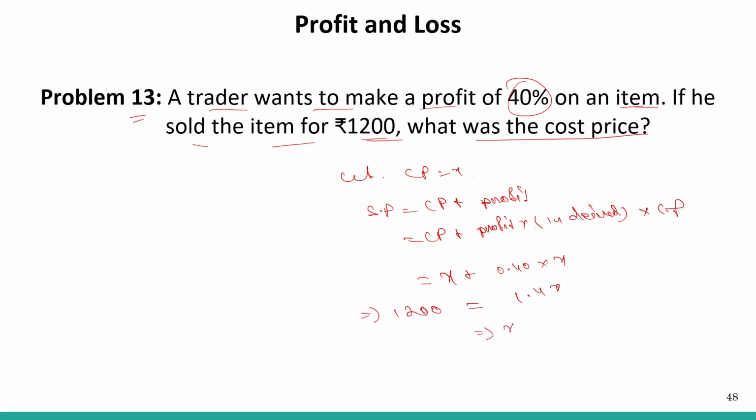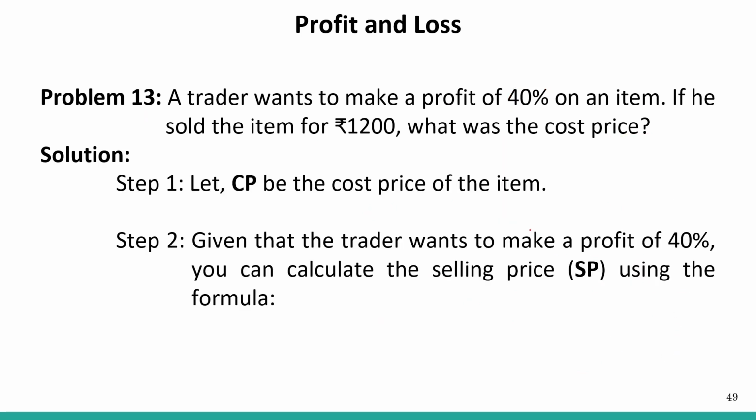So this implies that X is equal to 1200 by 14 into 10. Right. So this simplifies, this will be 7, this will be 6. So is equal to 6000 by 7. Okay, so this will be the correct answer. Okay, this will be the cost price.